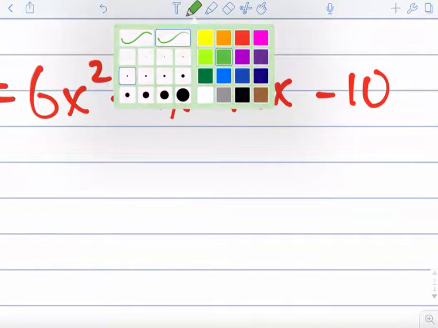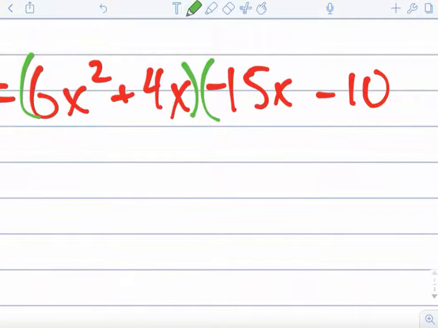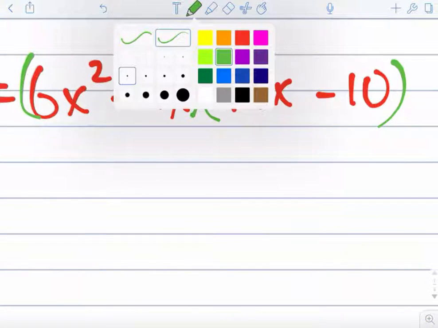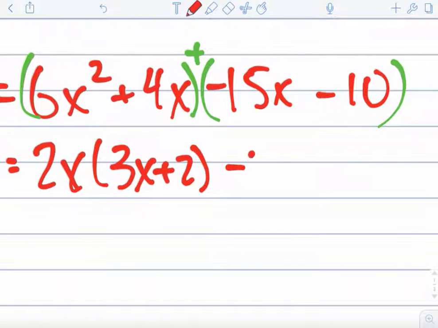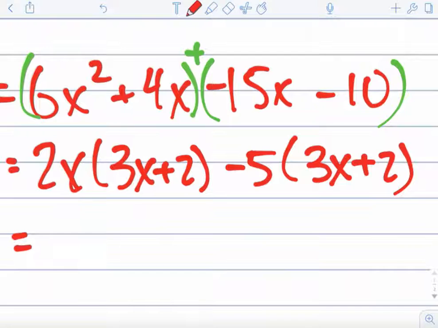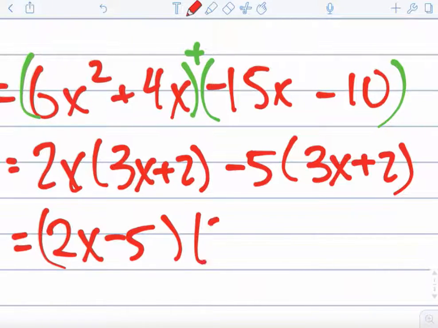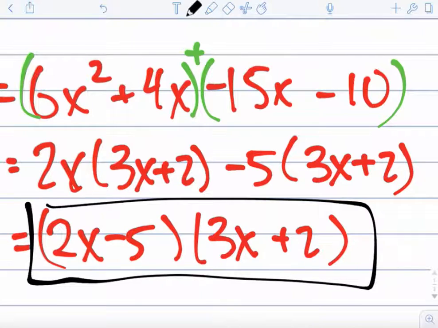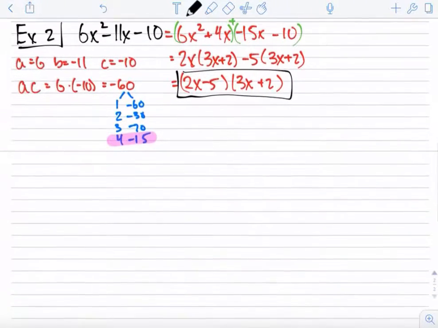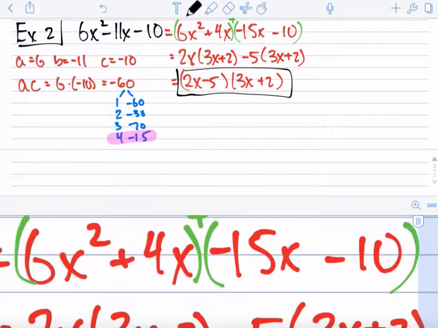Now I'm at the point where I'm going to factor by grouping. So my groups are here and here. The addition in between them. I pull out a 2x to leave me with 3x plus 2. I pull out a negative 5 and I'm left with 3x plus 2. And then I get 2x minus 5 times 3x plus 2. All right, that's example 2. Let's do example 3.